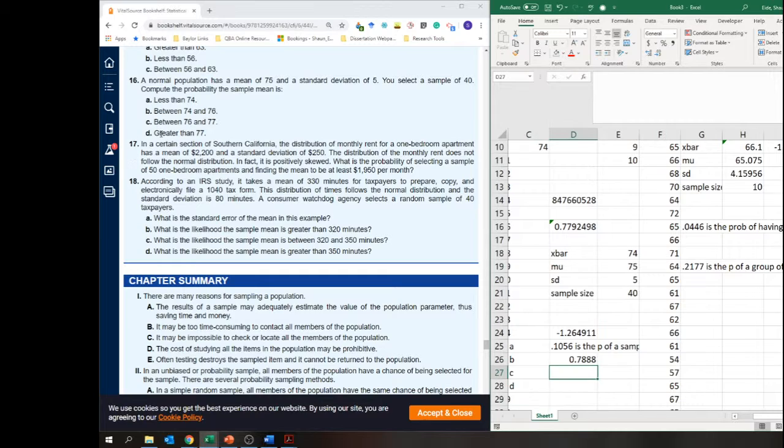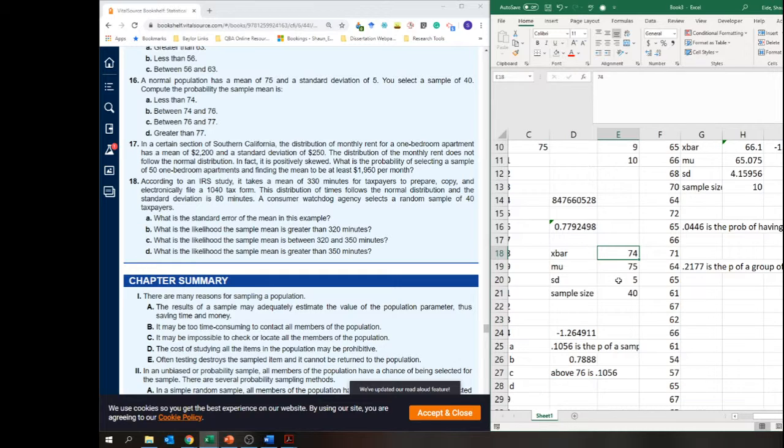Okay, so this right here is A, B, let's do C, and then we'll do D. So C is between 76 and 77. Okay, so now we know above 76 is 0.1056. Now all that we've got to do is find above 77. So let's do that. So greater than 77. Let's do D first.